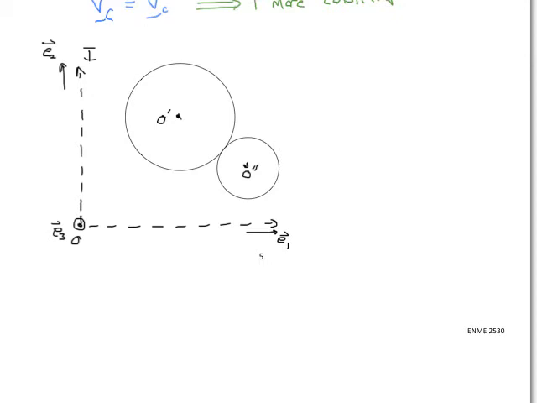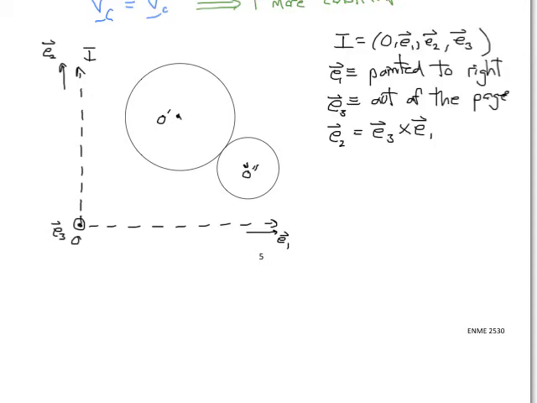and e sub 3. We've defined these vectors as e sub 1, which is pointed to the right, e sub 3 pointed out of the page, and then e sub 2 is the cross product of e sub 3 and e sub 1. We need to affix reference frames onto the rigid body A gear and also the B gear. And so for reference frame A, let's add a point Q to the edge of the gear.